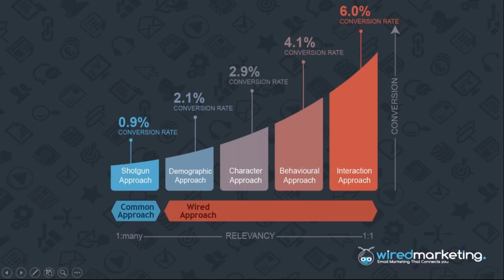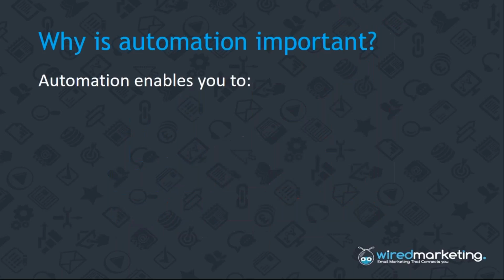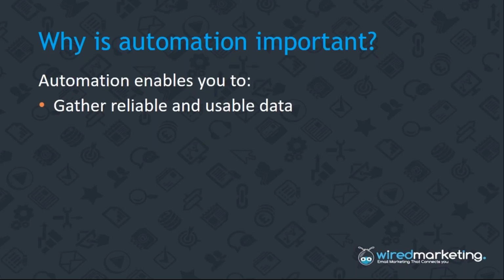So automation plays a key part in increasing this relevancy. By sending specific emails with a specific message at the right time, you can speak to your contacts at a time that's suitable for them. And that increases that relevancy tenfold and obviously increases our conversion rate. So why is automation important? Well, automation, as we've already discussed, enables you to gather reliable and usable data.